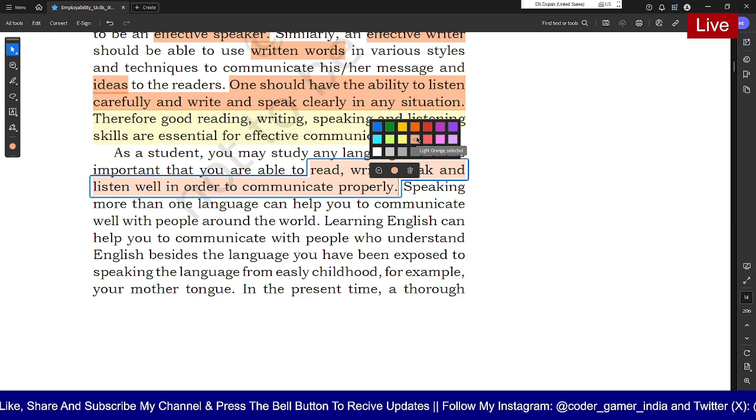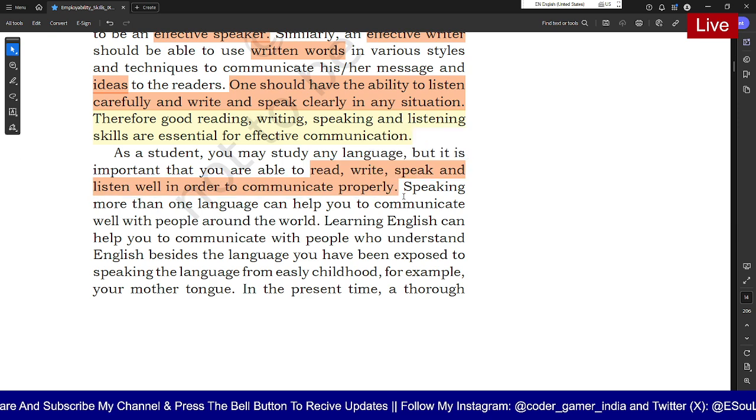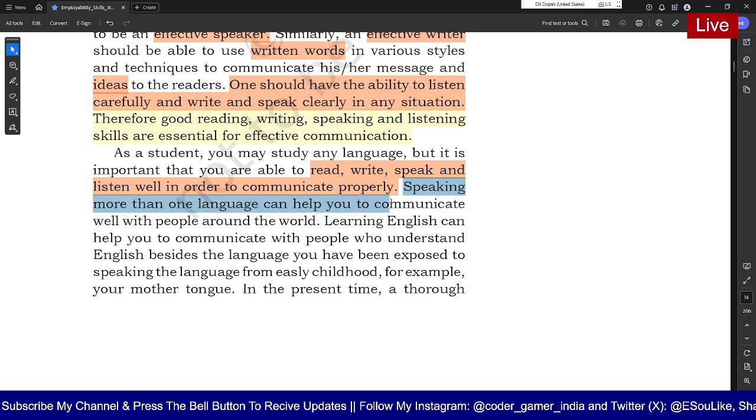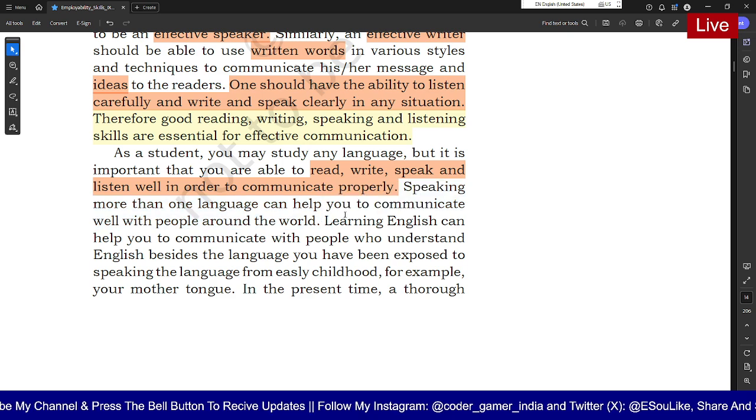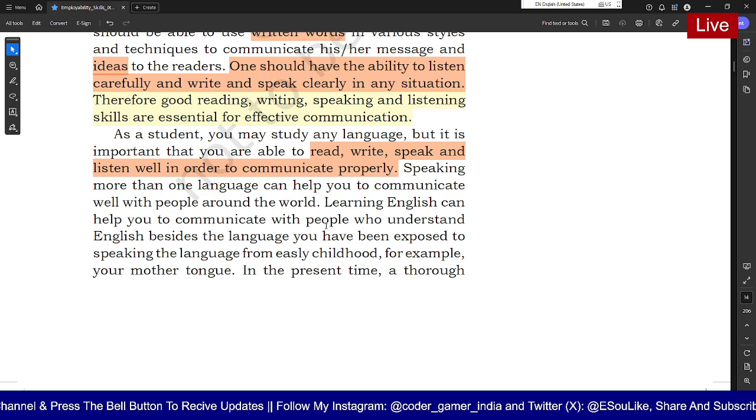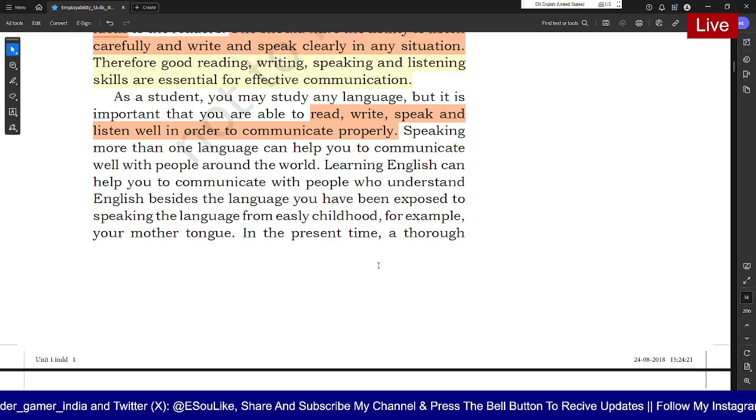In order to do communication properly, we need to learn this. This is more than a language that helps you to communicate all around the world. Learning English can help you to communicate with people who understand English, besides languages you have been exposed to from early childhood, for example, your mother tongue. Let me say, for example, one person is there, John, who lives in West Bengal and can speak Bengali. Whenever he speaks Bengali in his locality, the people who are Bengalis can understand it. And if he went to New York and spoke Bengali there, since the majority speak English, they could not understand his language. So that is known as the communication barrier.